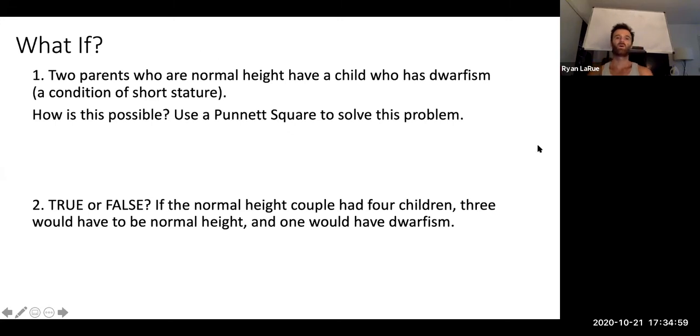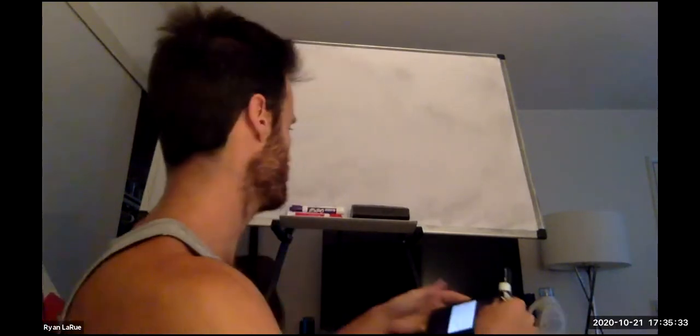So two parents who are normal height have a child with dwarfism. How is this possible? So it's kind of a similar situation here. It's kind of like two purple flowers had an offspring with white pigment. The parents didn't even exhibit this, or how we say, express this trait, this phenotype of white flowers. So how did it happen? I'm gonna kind of just walk through it with you guys.